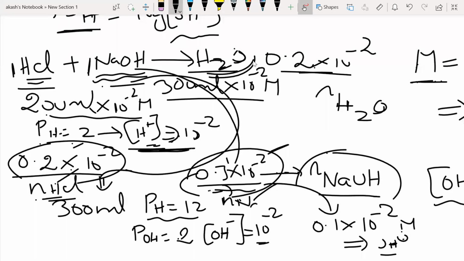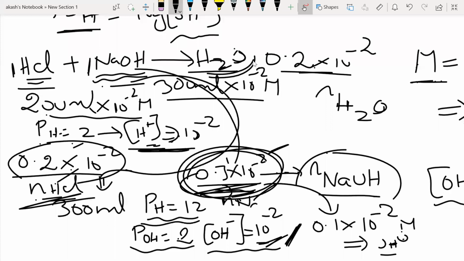We cannot find the OH minus concentration directly from the NaOH because pH is given. So from pH, I found pOH, and from pOH, I found the OH minus concentration to be 10 to the power minus 2. Now I have to do my stoichiometry. Let me calculate the number of moles. Number of moles is volume into molarity. So I found the number of moles of HCl to be 0.2 times 10 to the power minus 2, and this is the number of moles of OH minus or NaOH.